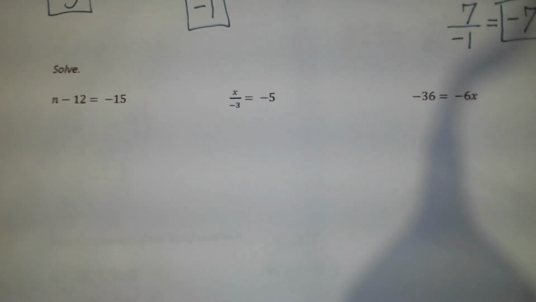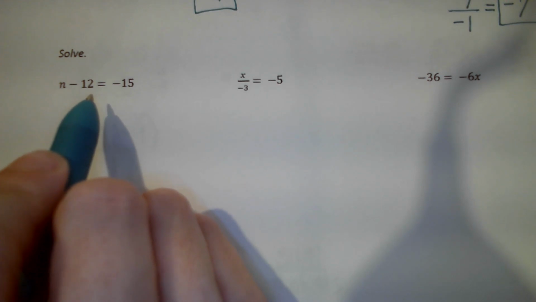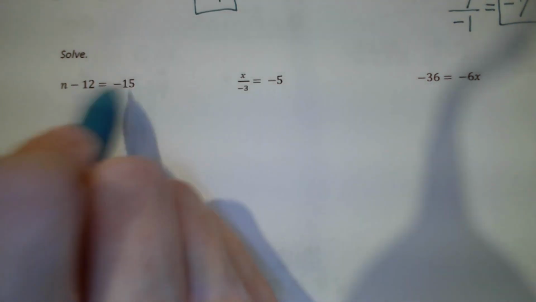Now the last concept we're going to see on the test is equations. We are going to solve equations. So let's take a look at some examples of that. First, we have n minus 12 equals negative 15.